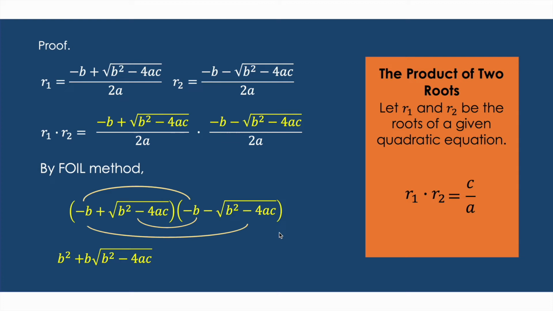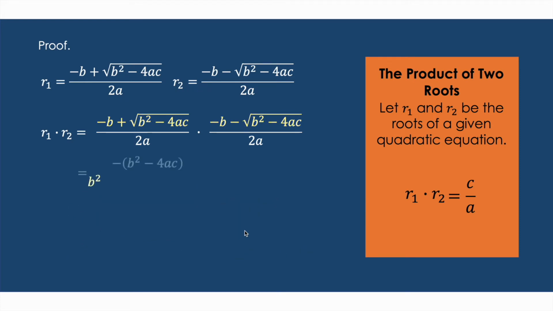For I, we have negative b times square root of b squared minus 4ac. We're going to attach the variable b, which is negative, to square root of b squared minus 4ac. Then L, square root of b squared minus 4ac times negative square root of b squared minus 4ac. The square root sign will terminate, so the resulting term is negative of quantity b squared minus 4ac. As you can see, this will cancel. And now, we have b squared minus the quantity of b squared minus 4ac all over.